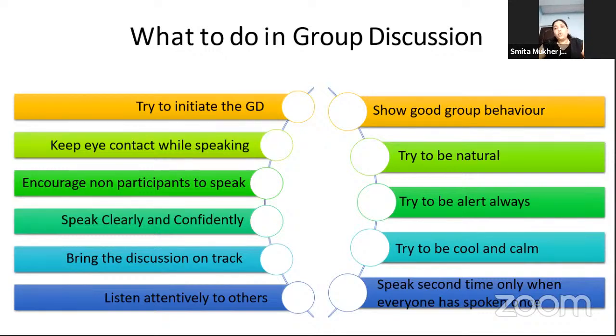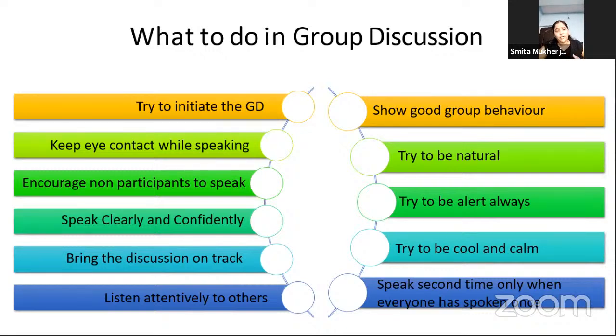Then show good group behavior, okay. So be calm, be composed, do not use aggressive body language, do not shout, do not use slang. Do not raise your voice. So all those sort of things you will have to really take care of. Okay, try to be natural, please.